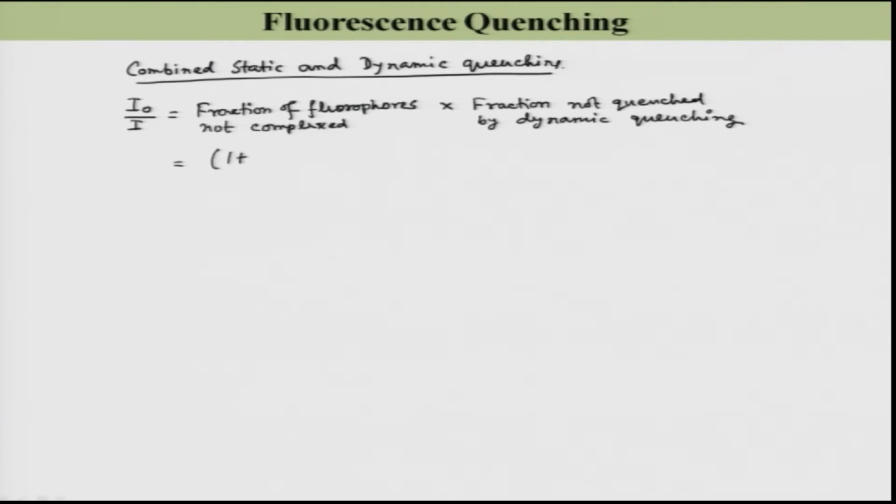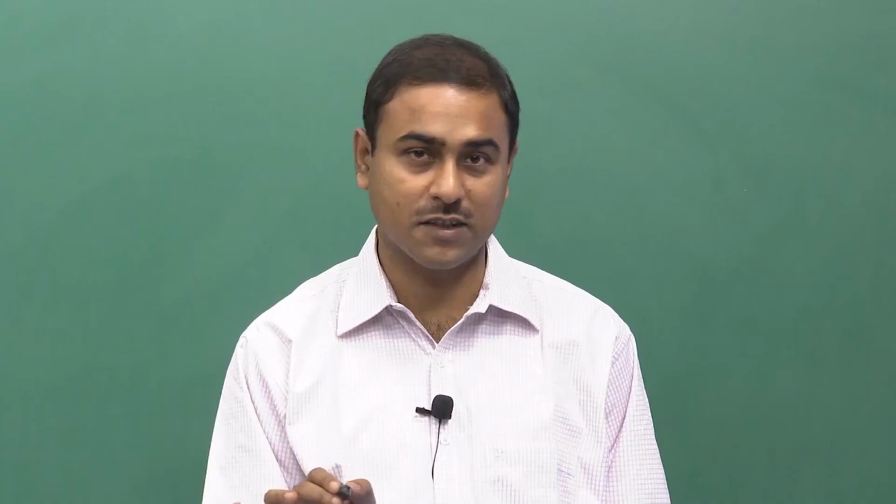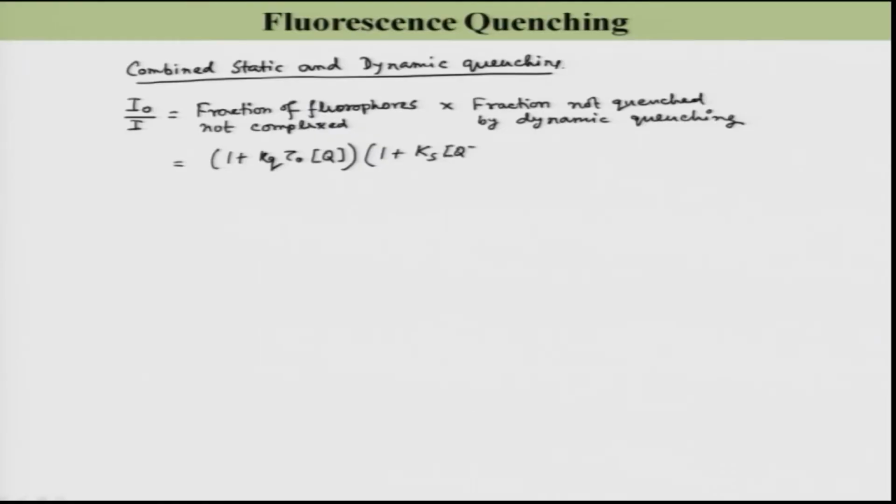This is 1 plus k q tau 0 into the concentration of the quencher, multiplied by the second term. This is nothing but 1 plus K s. This is my equilibrium constant for the complex formation, and I cannot write this K s as k q into tau 0, right, because this is a ground state. This is completely different thing. You remember this, into Q. So, if I just try to simplify it, I can do that, but it is not necessary.